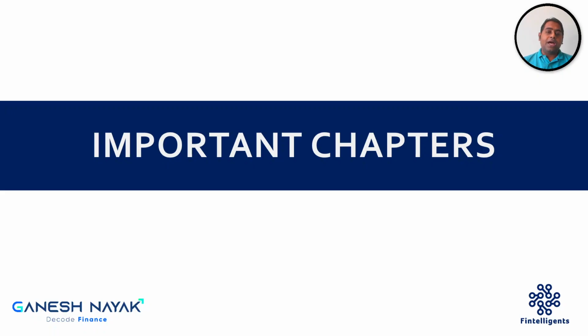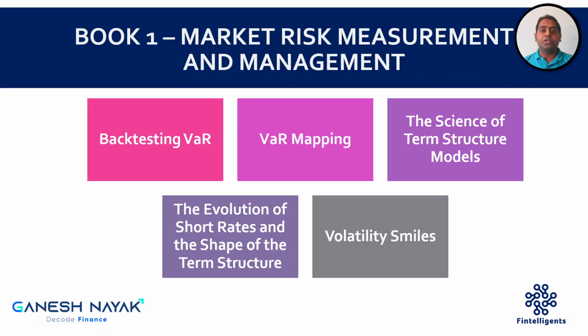So with this, we are going to start with the discussion of important chapters, book wise. The first book is your market risk book. Over here, backtesting VAR and VAR mapping, these two are very, very important. I have purposely added them at the top because if you look at market risk throughout, these two chapters solidify your concepts on VAR. It is taking you one level above what you were in FRM Level 1.